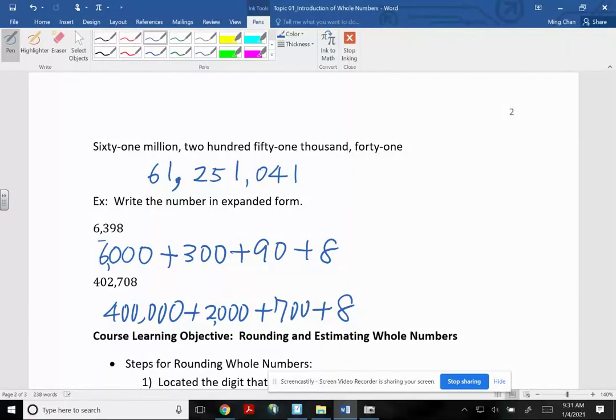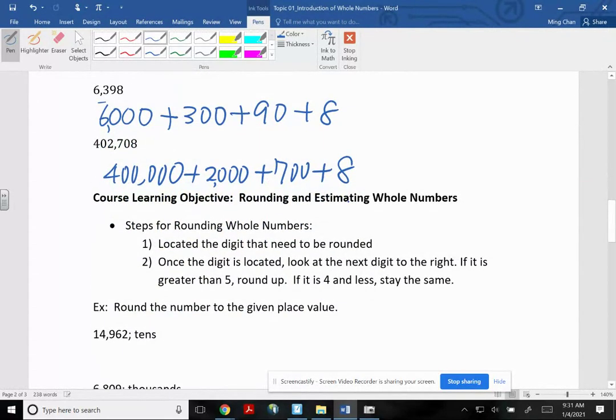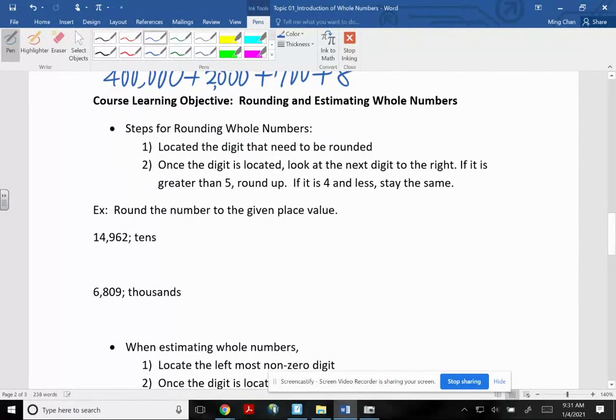Another objective here in the first topic is rounding and estimating whole numbers. So let's round first. When we round whole numbers, we always locate the digit that needs to be rounded. Then once the digit is located, look at the next digit to the right. It's not the digit that needs to be rounded that determines go up or stay the same. It's the digit to the right that determines whether we should go up or stay the same. If it is 5 or greater, we round up. If it's 4 and less, we stay the same. All right, so let's locate the digit first.